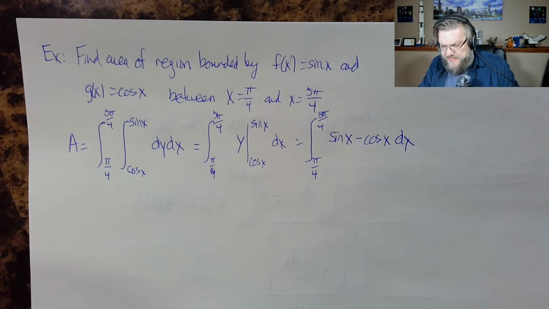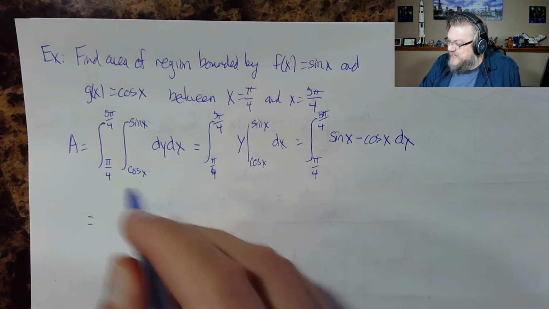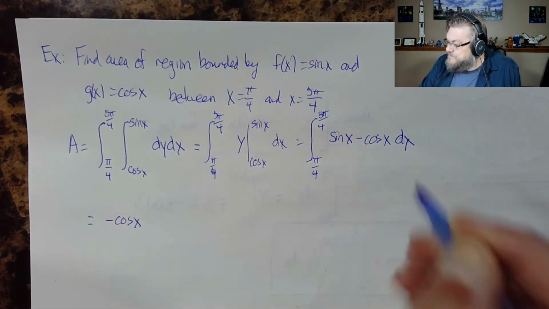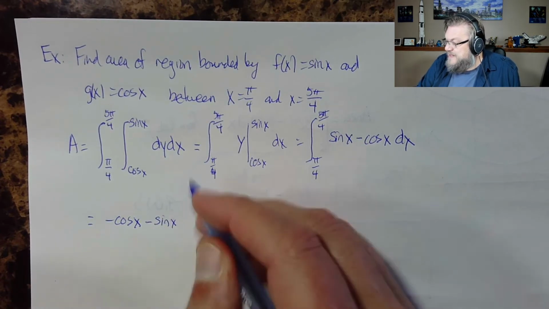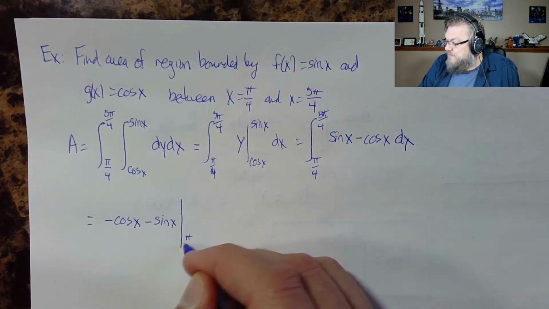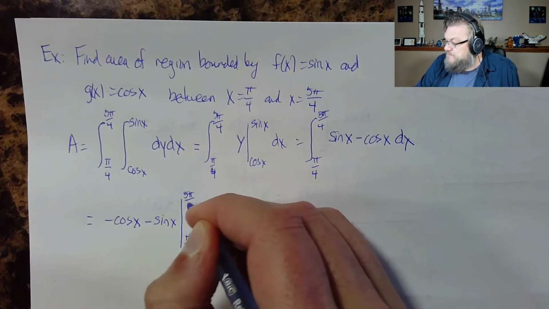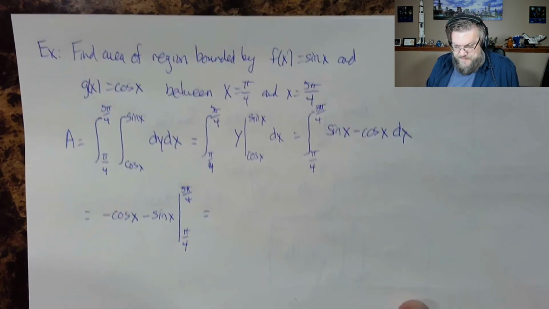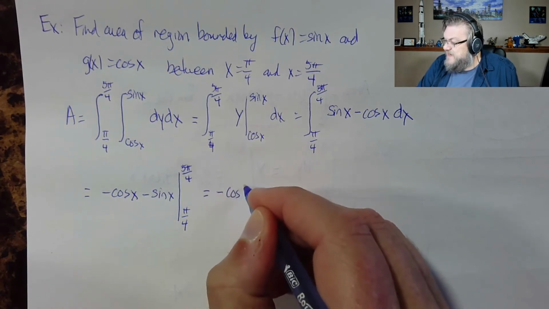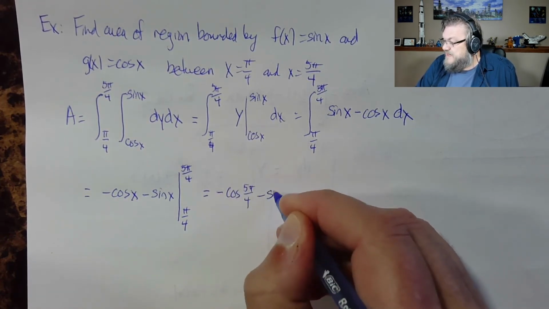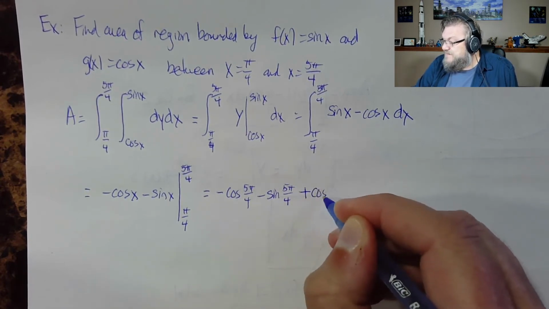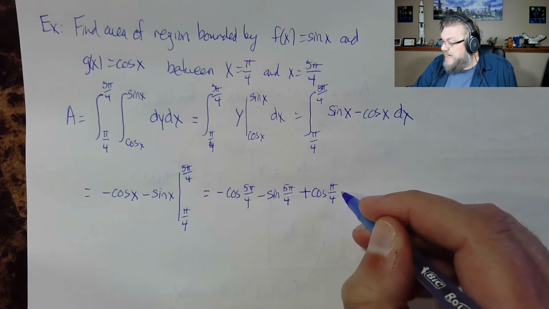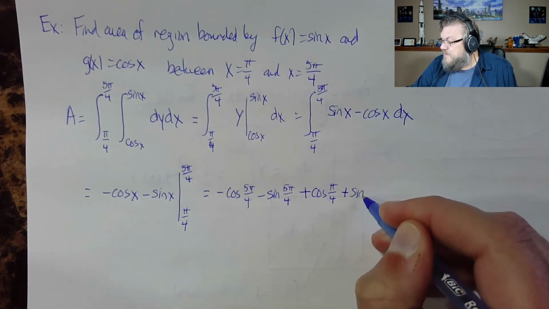Okay, now to integrate this, let's just do this carefully here. The integral of sine is negative cosine. The integral of negative cosine is negative sine. And I'm evaluating that from pi over 4 to 5 pi over 4. So that means I'm going to get negative cosine 5 pi over 4 minus sine of 5 pi over 4, minus a negative cosine pi over 4, minus a negative sine of pi over 4.